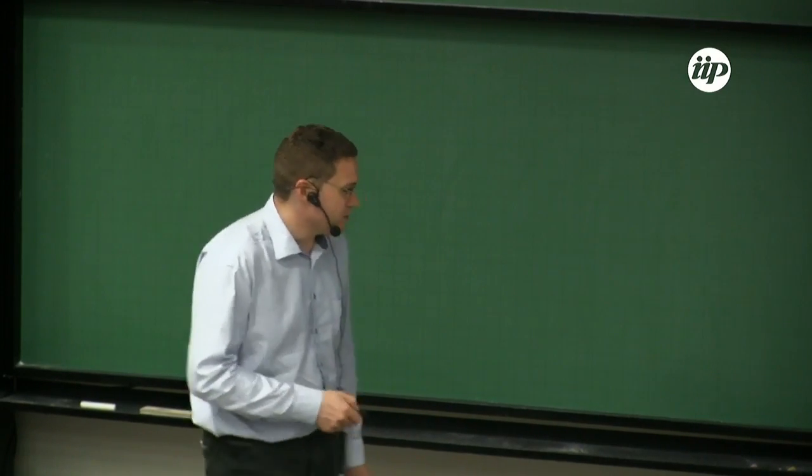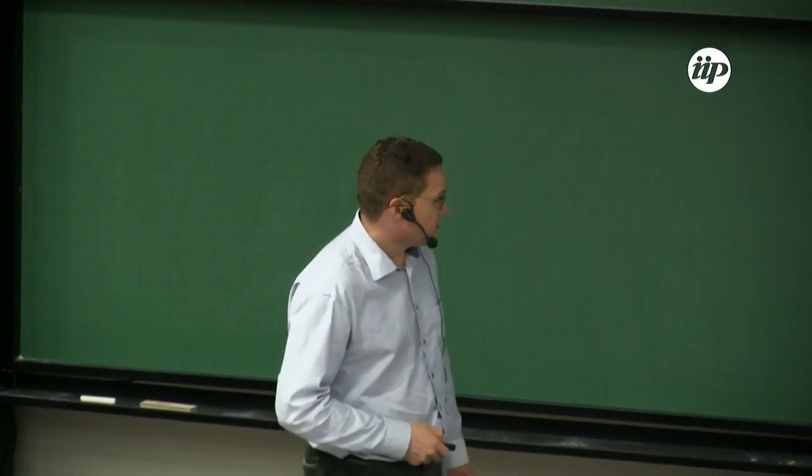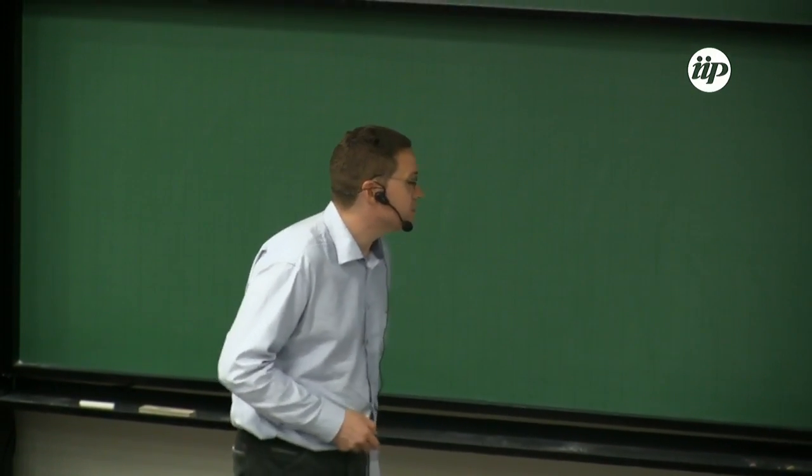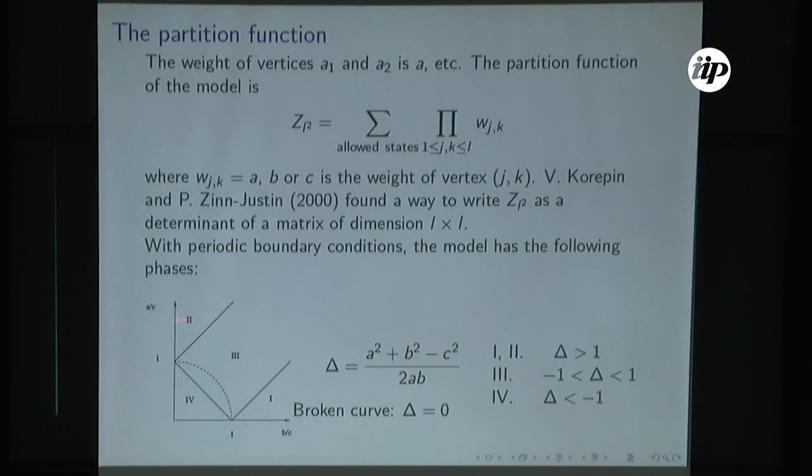Now, when we have periodic boundary conditions, let's say not domain wall boundary conditions, we have the phases here in the table. One and two are ordered states, three is disordered, four is the antiferromagnetic state, and we have an important parameter delta defined like this. The broken curve shows delta equals zero, so this lies in the disordered state. In this talk, I'll consider mainly the point where delta equals zero and A equals B.